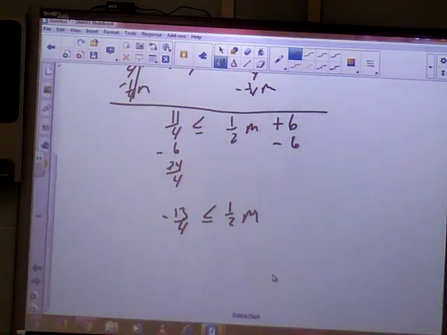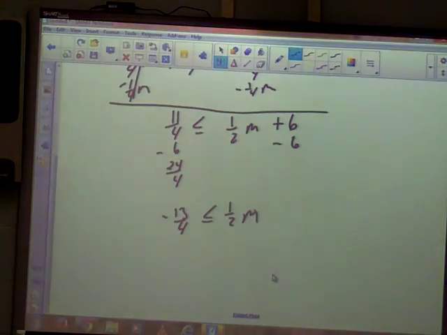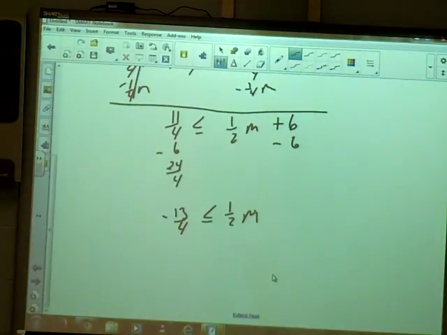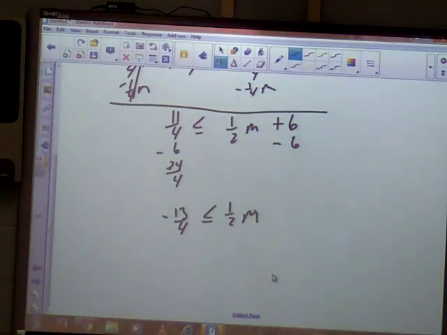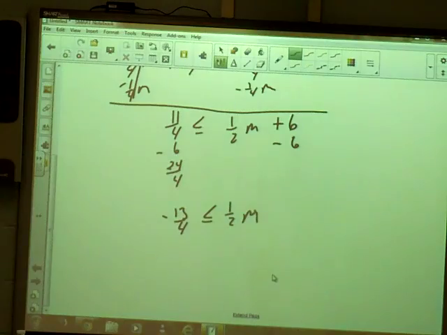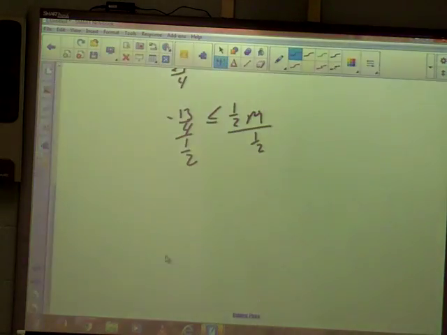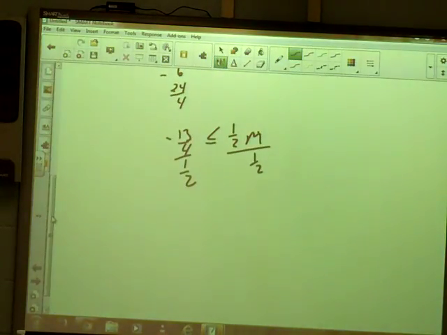Only thing that's making this problem a little bit complicated is your fraction work. If this was whole numbers, you'd be flying. My m is being multiplied by half. How do I undo that? Divide by half. Now, more fraction review here. Dividing by half is the same as multiplying by what? 2. Very good. The reciprocal, which is 2. Very good.